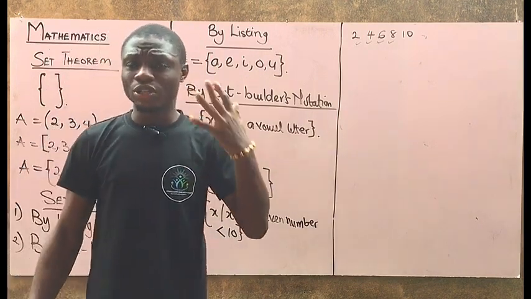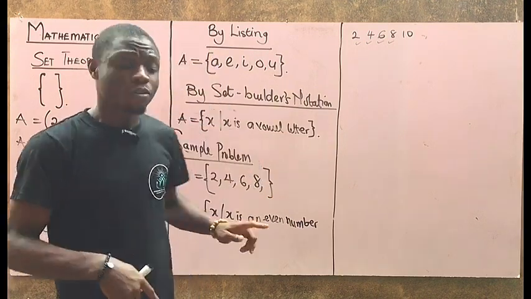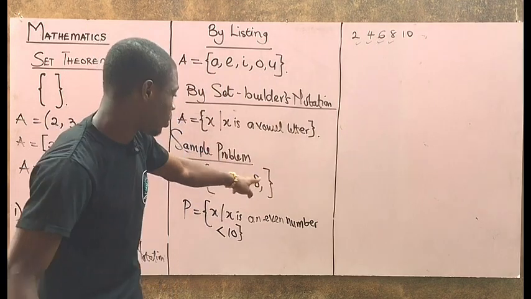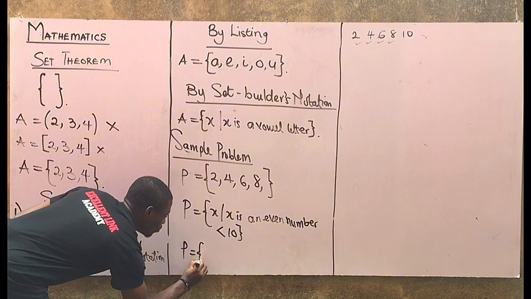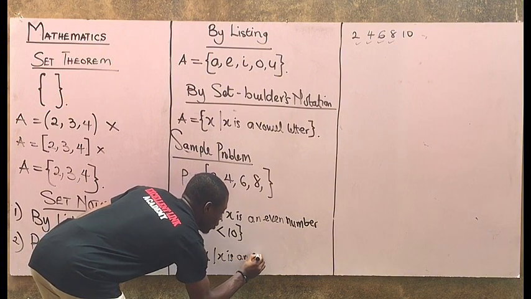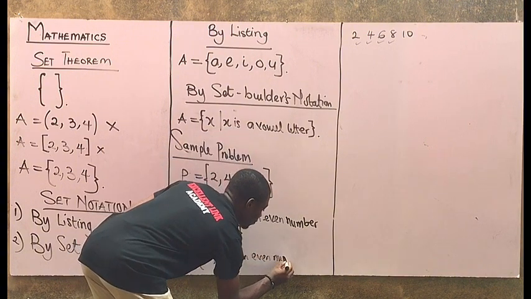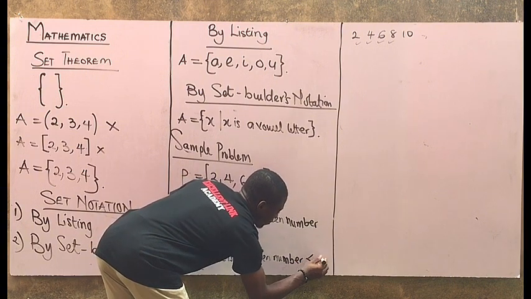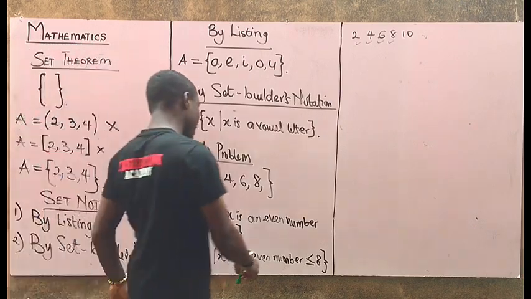Also note that when it comes to set builders, it is broad. So set builder is broad. I can describe a set in one form and another form and still be correct. Let me give you the second description for this one here. I can describe this set as saying P is equal to x such that x is an even number less than or equal to 8. Look up, less than or equal to 8.